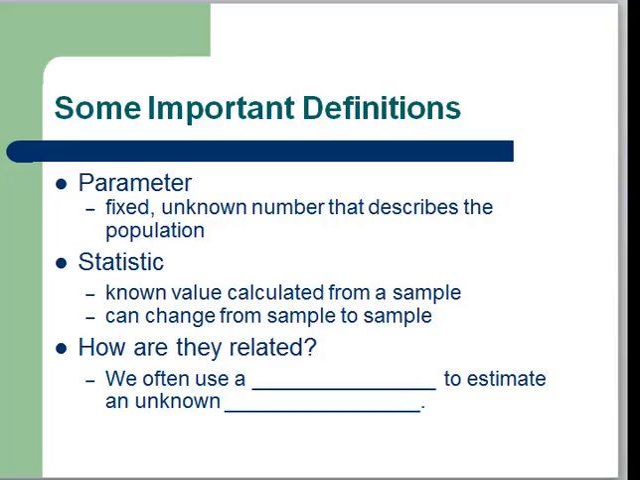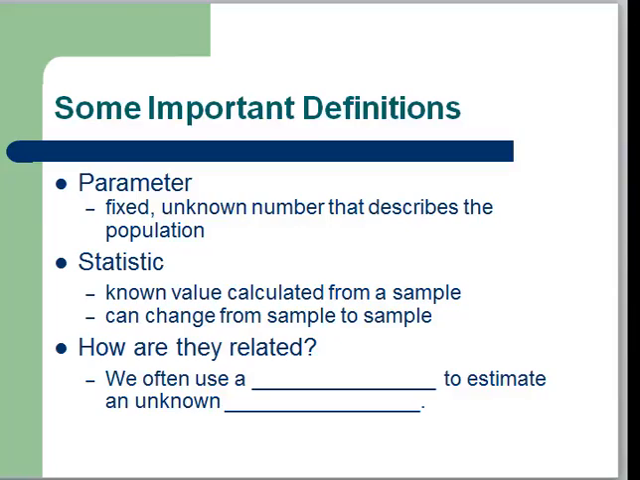This example gives us an example of what we're going to be talking about in this particular lesson. Samples tell us very important and interesting information about populations if we know how to read their conclusions. So before we begin that, let's take a look at some important definitions. We need to make a distinction between a parameter and a statistic.